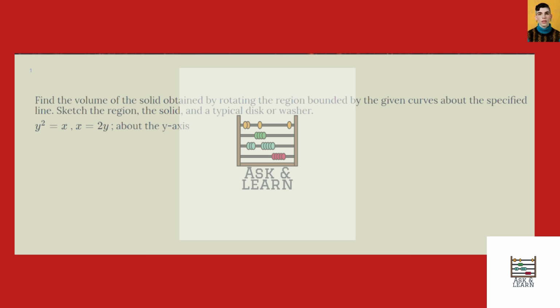We're finding the volume of the solid obtained by rotating the region bounded by y squared equals x and x equals 2y, rotating about the y-axis. So let's first start off by sketching the region.